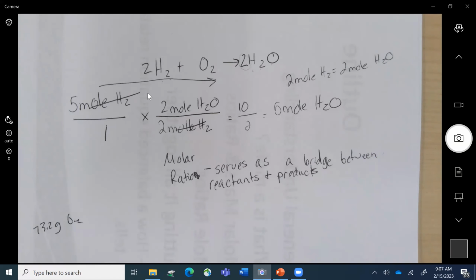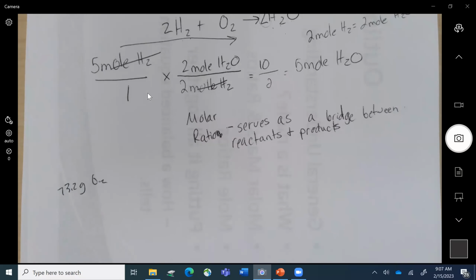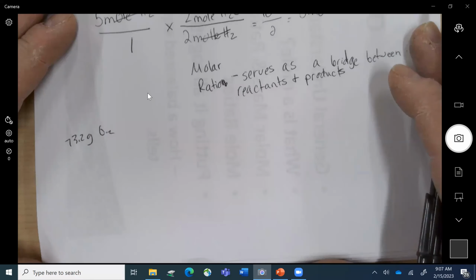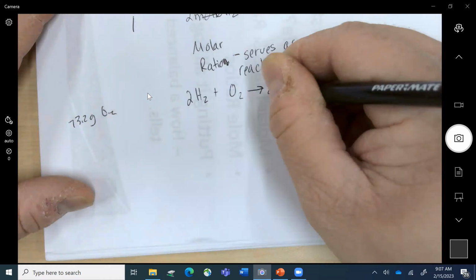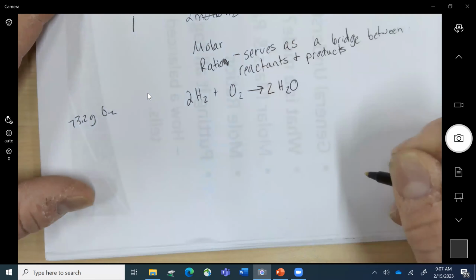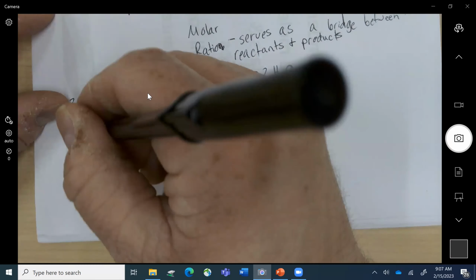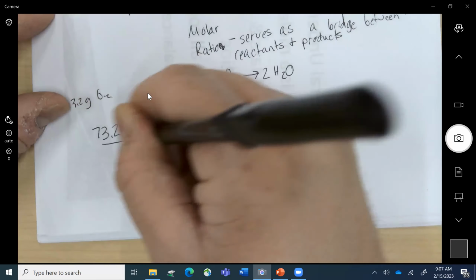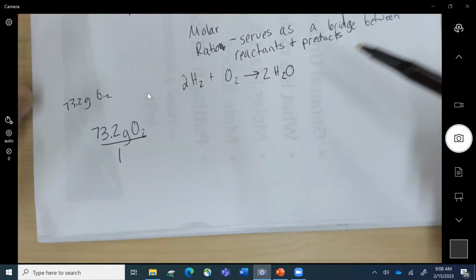All right, so what I was getting back to, the question is, if we start with 73.2 grams of oxygen, given our equation, so that's our equation, right? We're going to start with 73.2 grams of oxygen. We want to know how many grams of H2O we're going to end with.